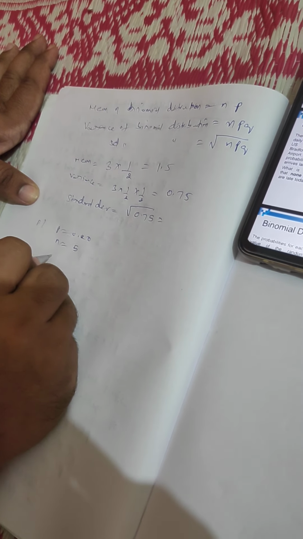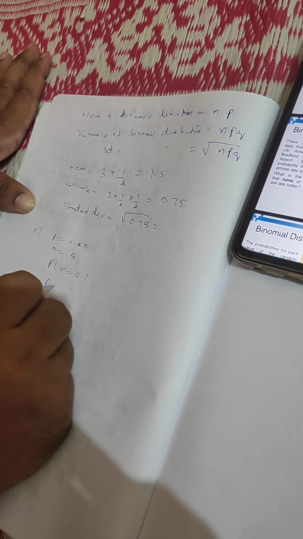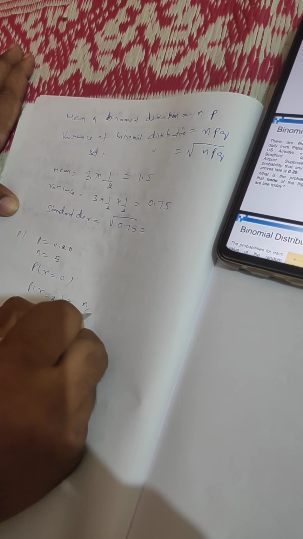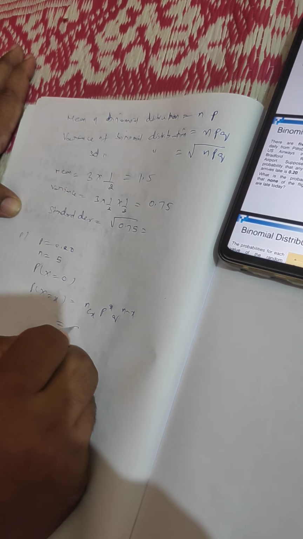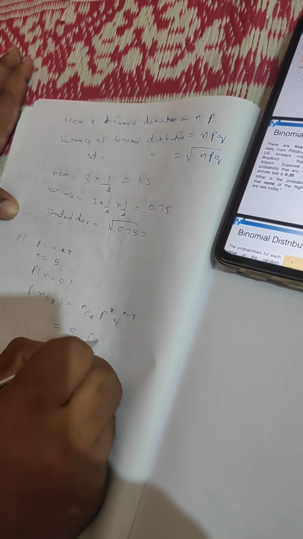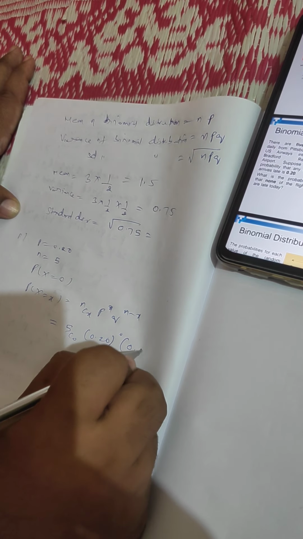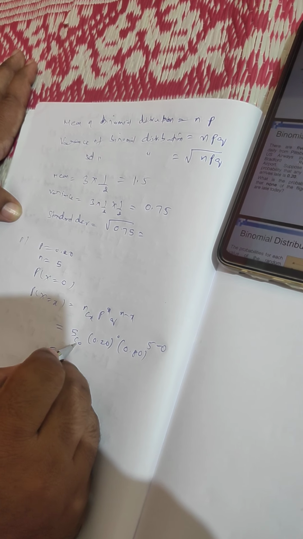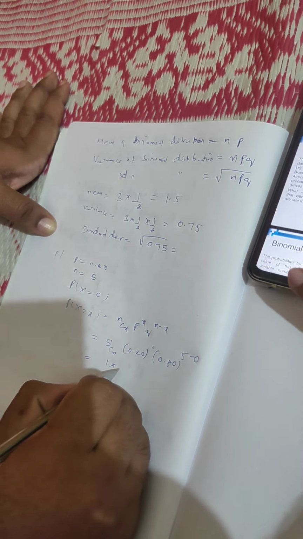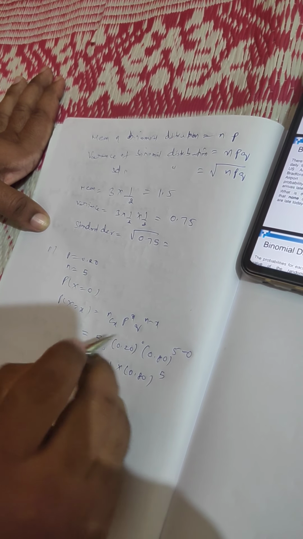5 flights. So what we need to find? P of x is equal to 0. We have the formula P of x is equal to nCx p power x q power n minus x. So this is 5C0 p power 0, 0.2 power 0. Next, 1 minus 0.2 is 0.8, and 5 minus 0. 5C0 is 1, 0.2 power 0 is 1. This is 0.8 to the power of 5. The resulting answer, you can find it out.